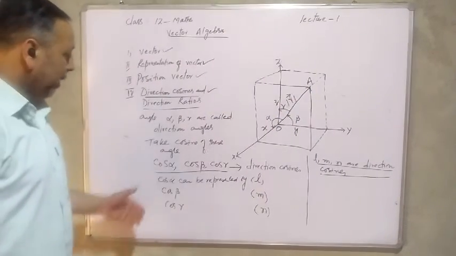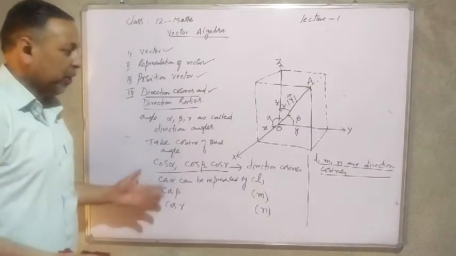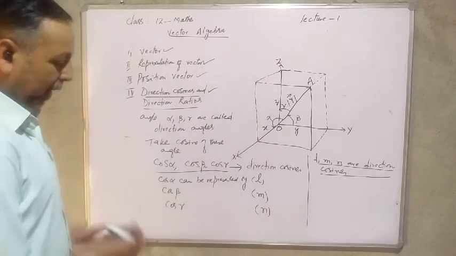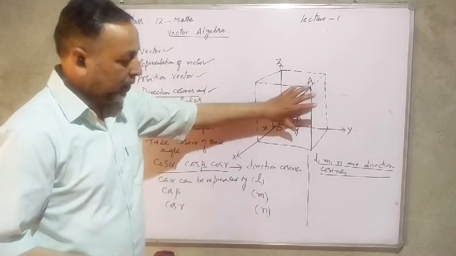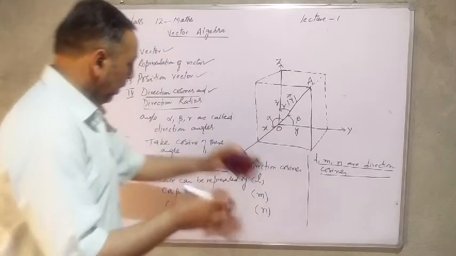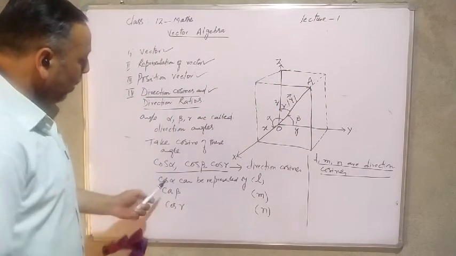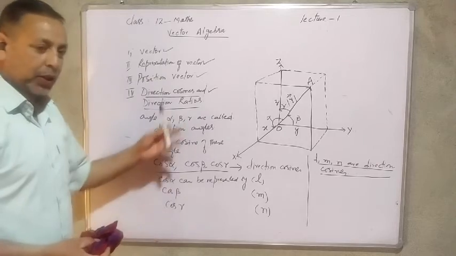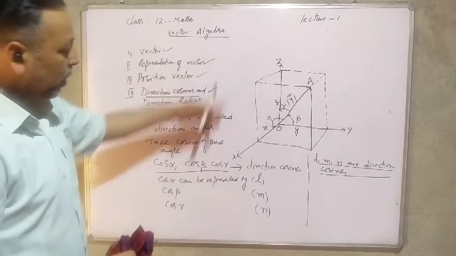Now, how to calculate the value of cos alpha, cos beta, and cos gamma? As I said earlier, this is totally imagination. Now, let us see how to calculate the value of cos alpha, cos beta, and cos gamma. You pause the video and note it down.